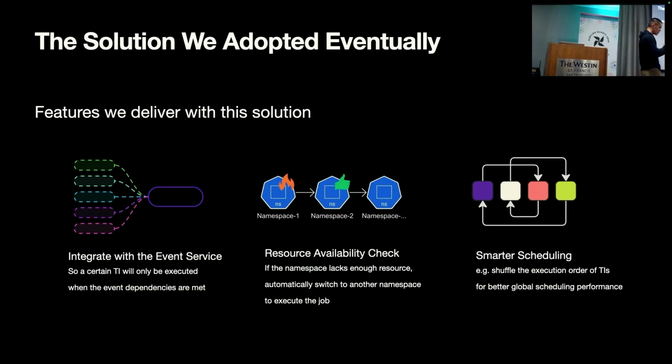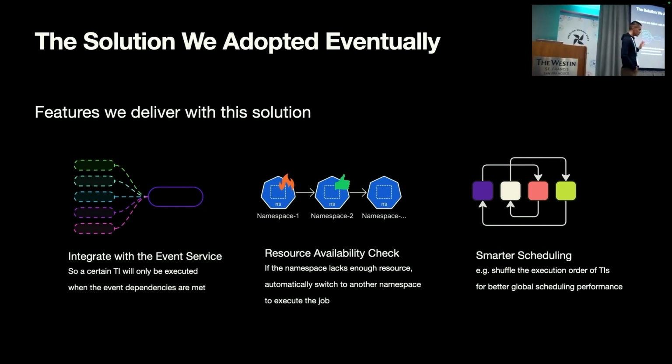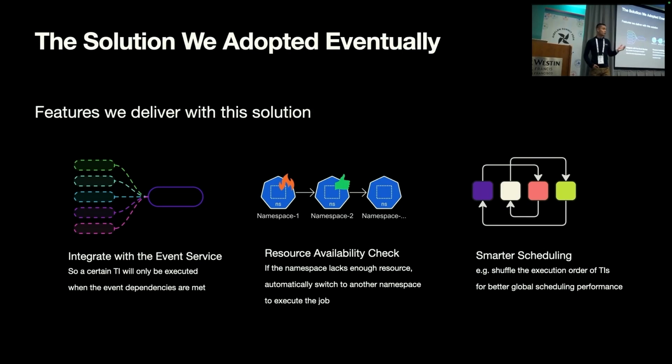Then what can we achieve using this, right? There are a lot of possibilities, and here I'm just listing a few of them. The first is integrating with an event service, because in this case, I can specify different event dependencies for a certain task instance. And only when all the conditions or dependencies are met according to the event service, I will say, okay, now this task instance is good to go, right? And second, resource availability check.